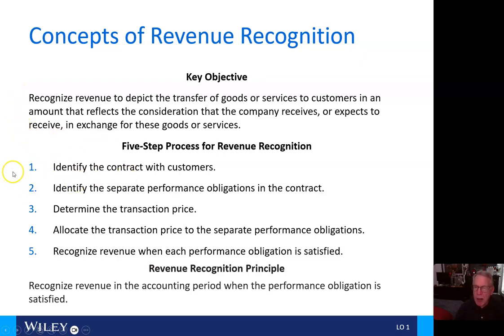And here are those 5 steps that we just enumerated. We identify the contract, we identify the separate performance obligations in the contract, we determine the transaction price, we allocate the transaction price to separate performance obligations, and finally recognize revenue when each performance obligation is satisfied. So the revenue recognition principle is that we recognize revenue in the accounting period when the performance obligation is satisfied and the revenue is earned.